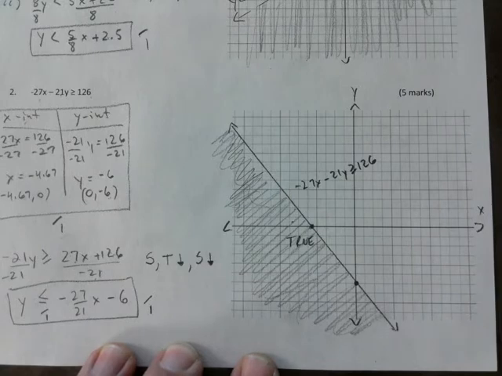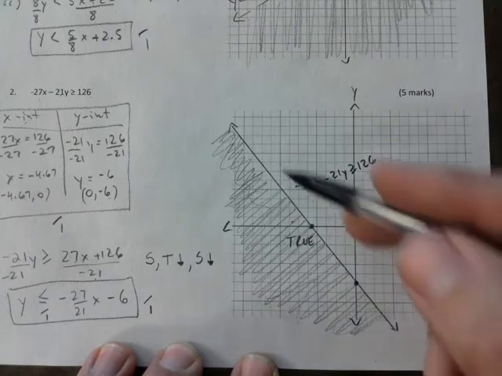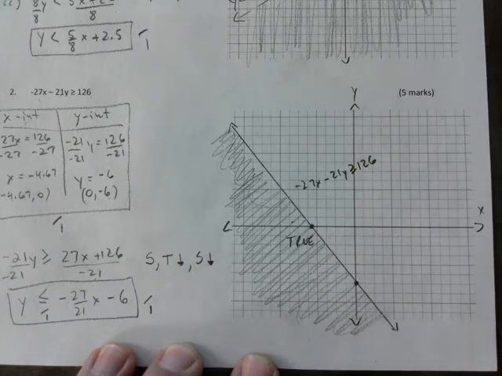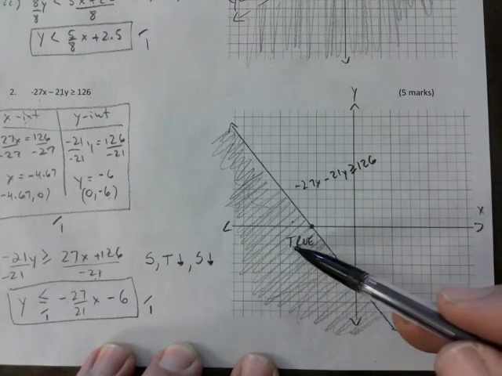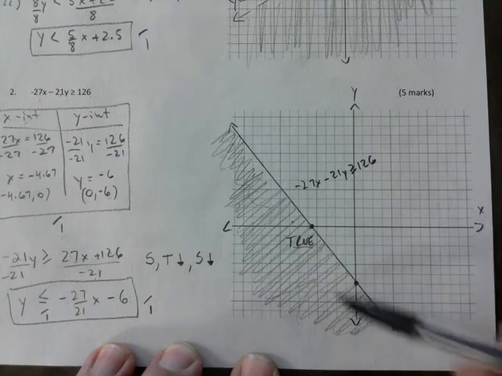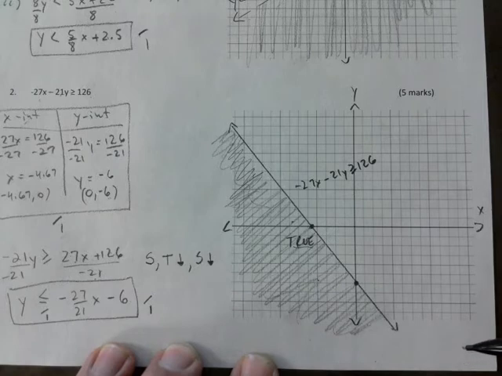And what else am I missing? I think I've got it all. So again, solid, if you don't have solid, take off half. If you don't have true region label, take off half. If you don't have it shaded, take off half. Right? No labels, half, and so forth.